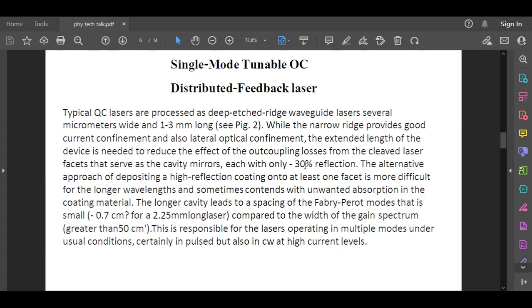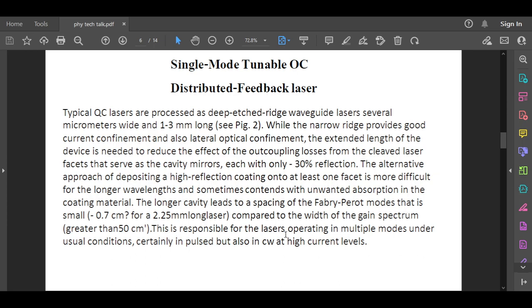With only 30% reflection, the alternative approach of depositing a high reflection coating onto at least one facet is more difficult for the longer wavelengths and sometimes contends with unwanted absorptions in the coating material. The longer cavity leads to a spacing of the Fabry-Perot modes that is small for a long laser compared to the width of the gain spectrum.